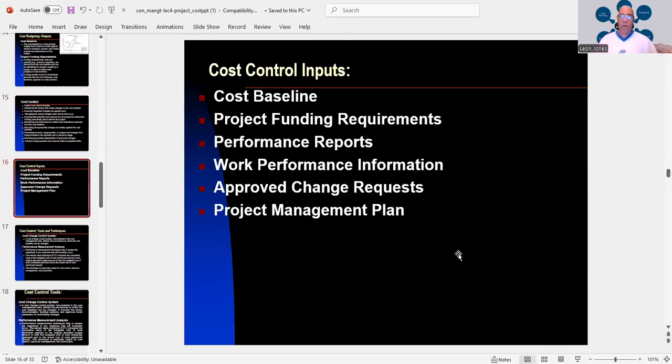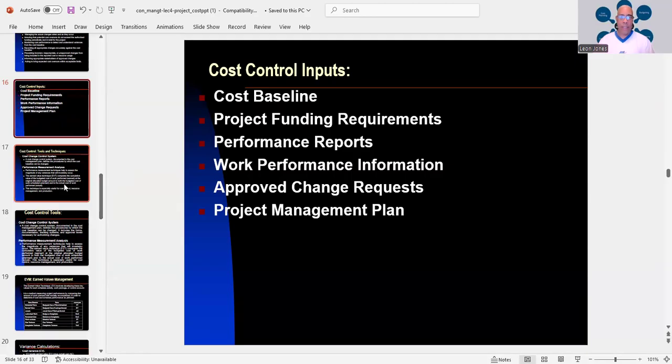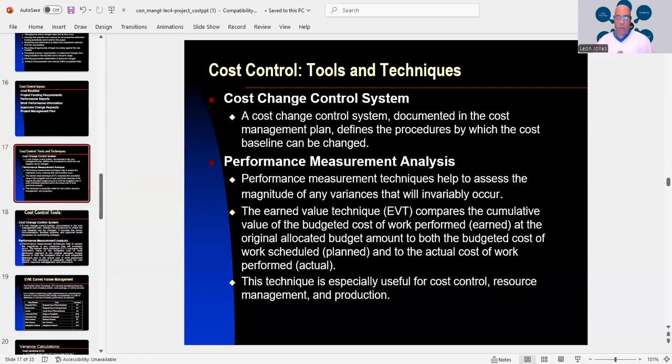And we have our cost control inputs. And that features the cost baseline, project funding requirements, performance reports, work performance information, approved change requests, and a project management plan. Now, under cost control tools and techniques, there's a cost change control system.